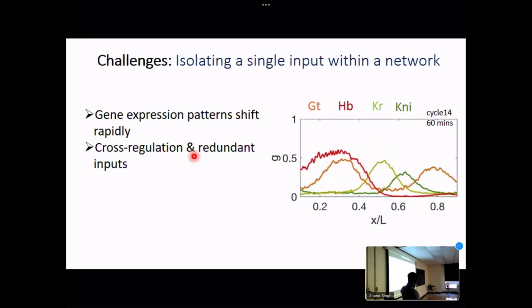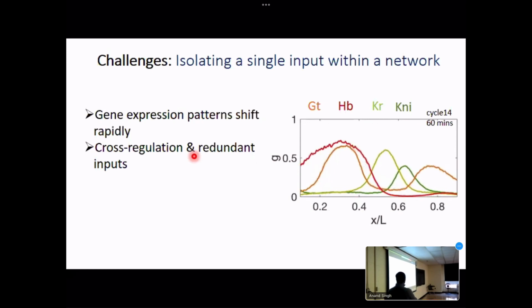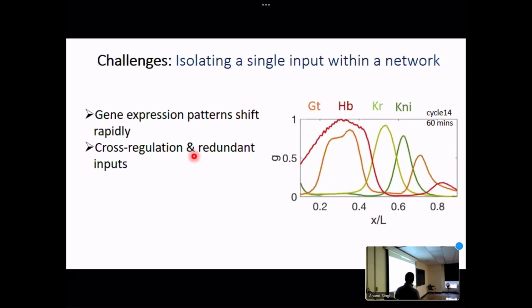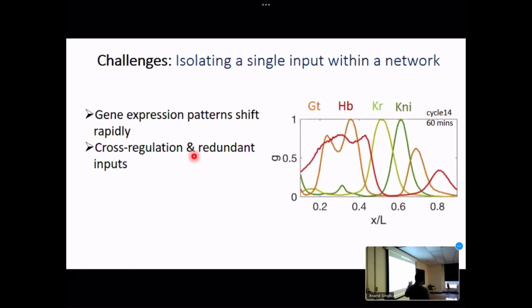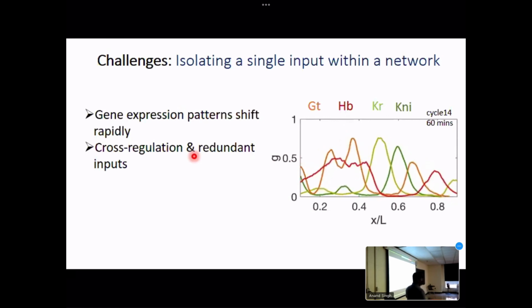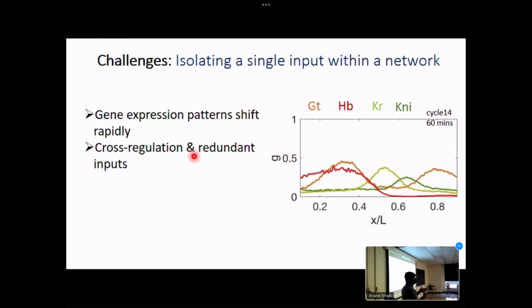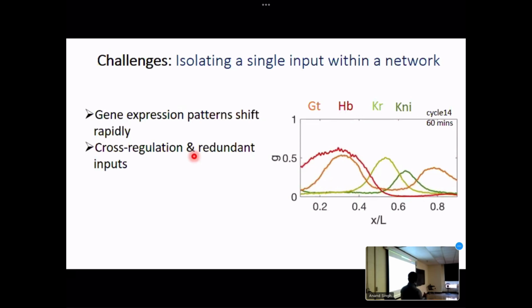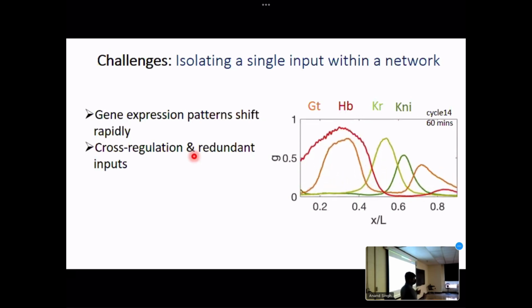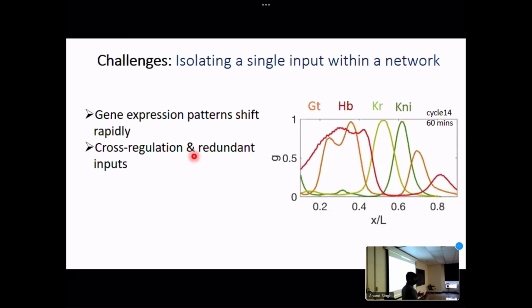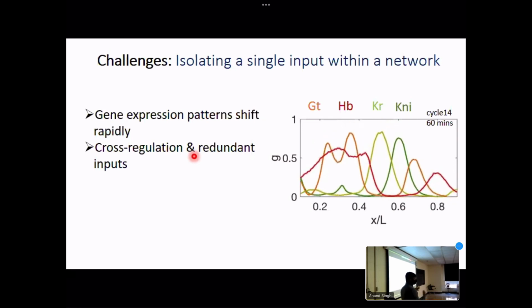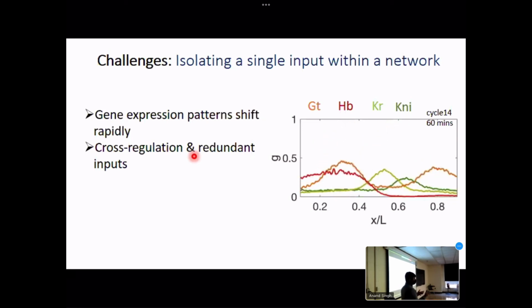And so there are two bigger problems with this. All these gene expression patterns shift rapidly, sometimes on a minute time scale. And also they can regulate each other, because these are transcription factors themselves. So they can also interact with each other in a way to give rise to the expression.